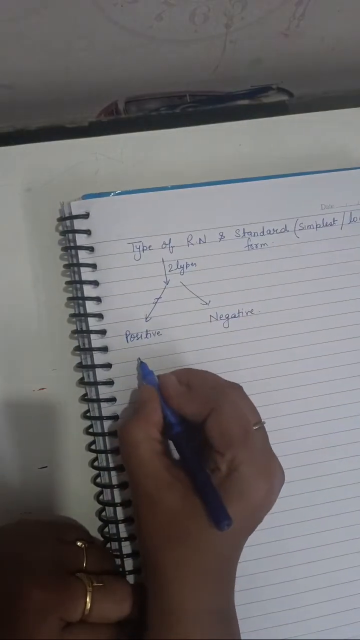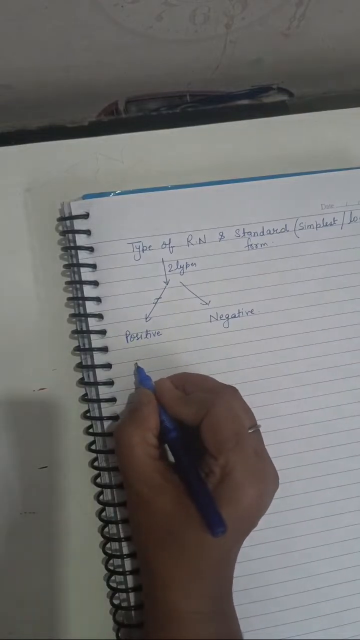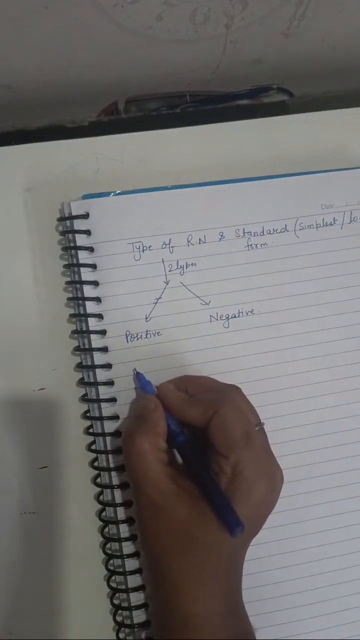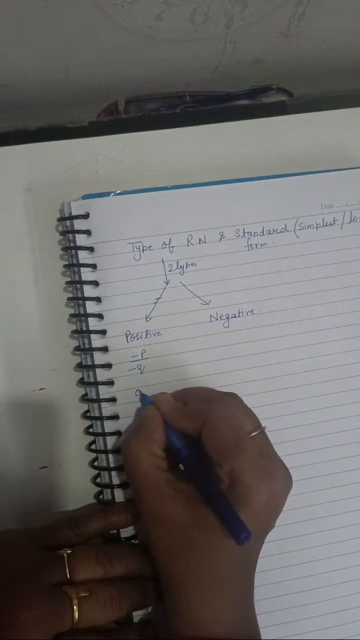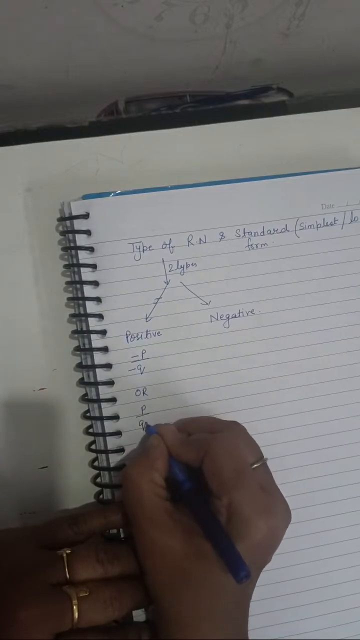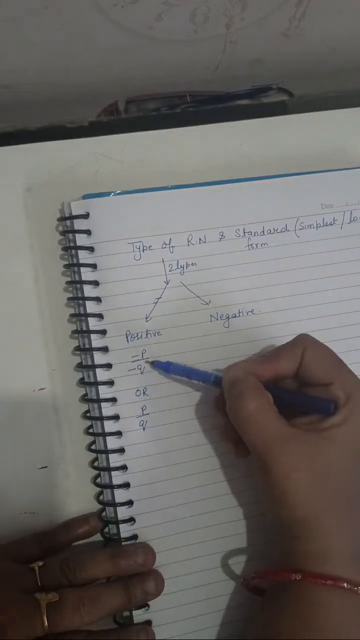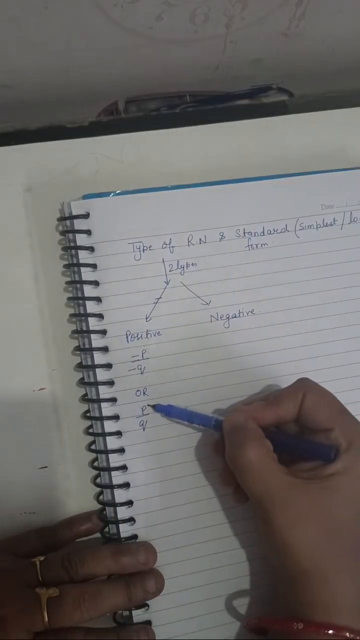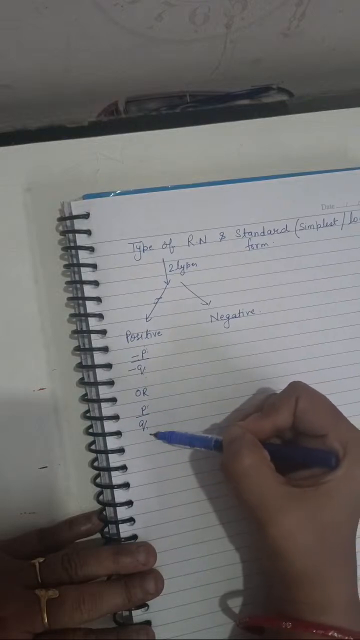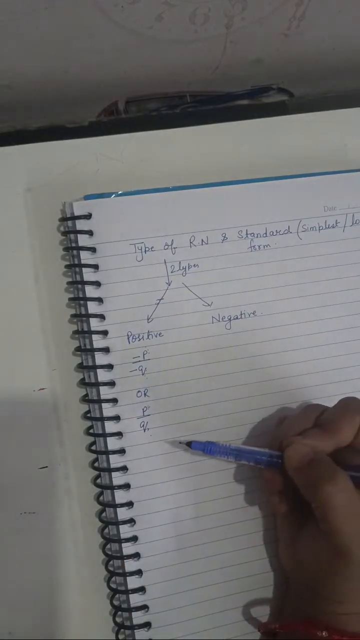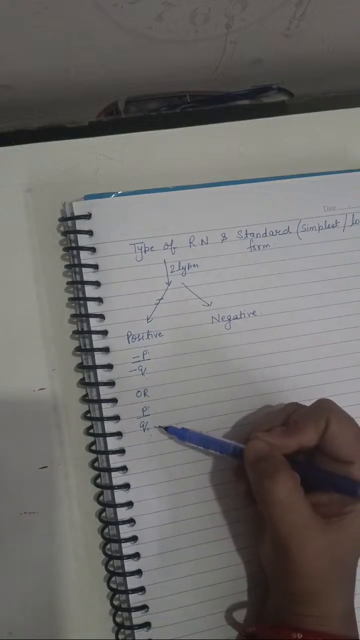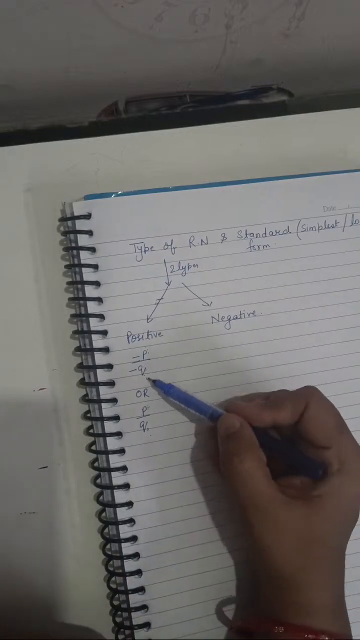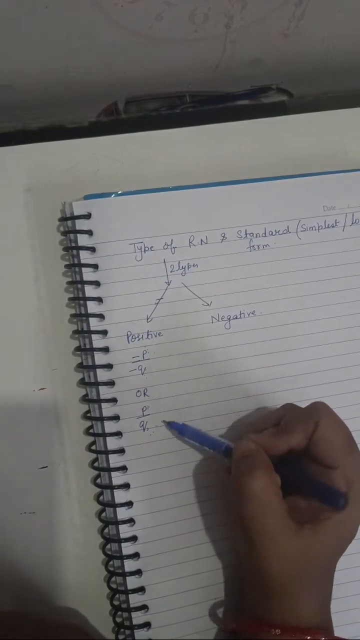When I talk about the positive rational number, that means either both numerator and denominator will be positive or both will be negative. Means either minus p upon minus q or p upon q. Here both numerator and denominator are negative. Here both are positive. So when both are positive or both are negative, we can say they are the positive rational number.